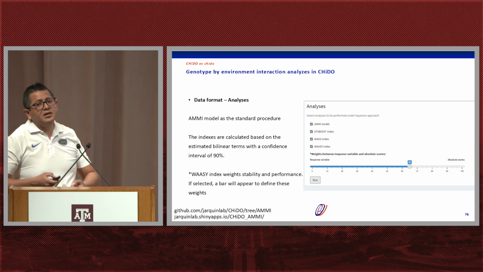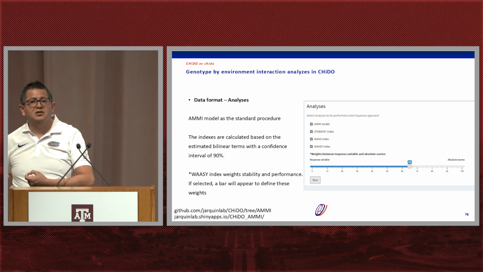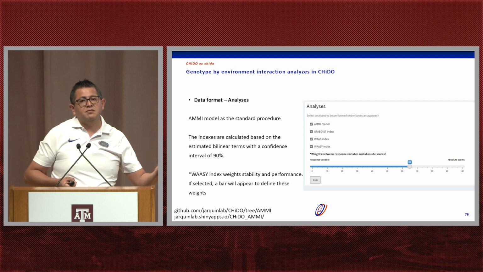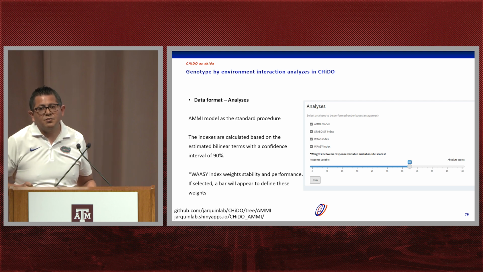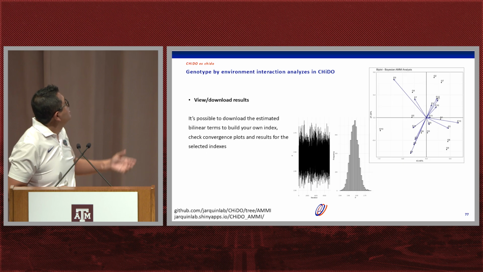Also, we can combine stability with performance, because we might have a genotype that's very stable, but the performance is bad. So we would like to balance that. We can say, okay, 90% probably is stability, 10% performance. So we can pick that here too. And these are the results.